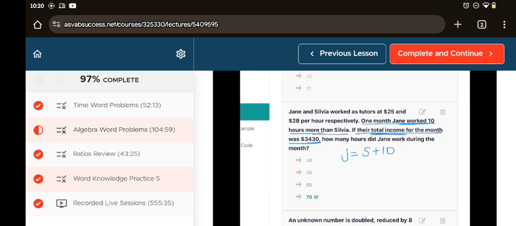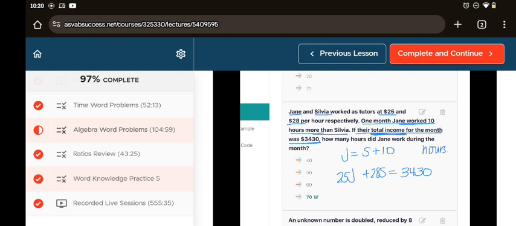So here, their total income is this, and J and S, the variables, represent the hours that they worked. Okay? To get their income, I have to multiply the hours by how much each one makes. Jane makes 25, Sylvia makes 28. So to write my second equation, I have to say Jane plus Sylvia, but I have to multiply how much they make. 25 Jane plus 28 Sylvia. And that equals 3430.